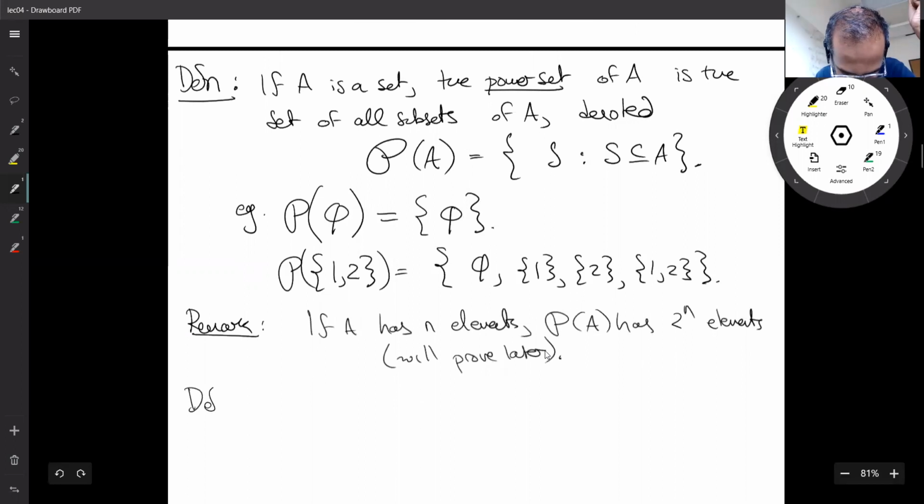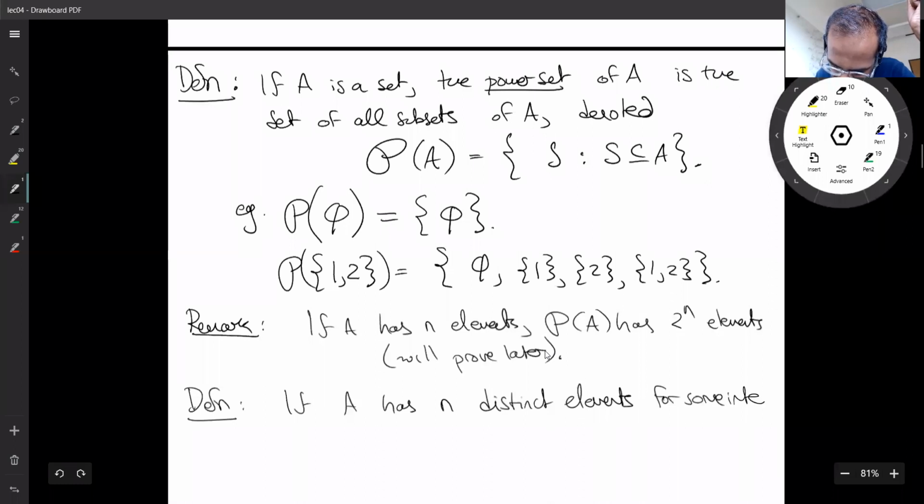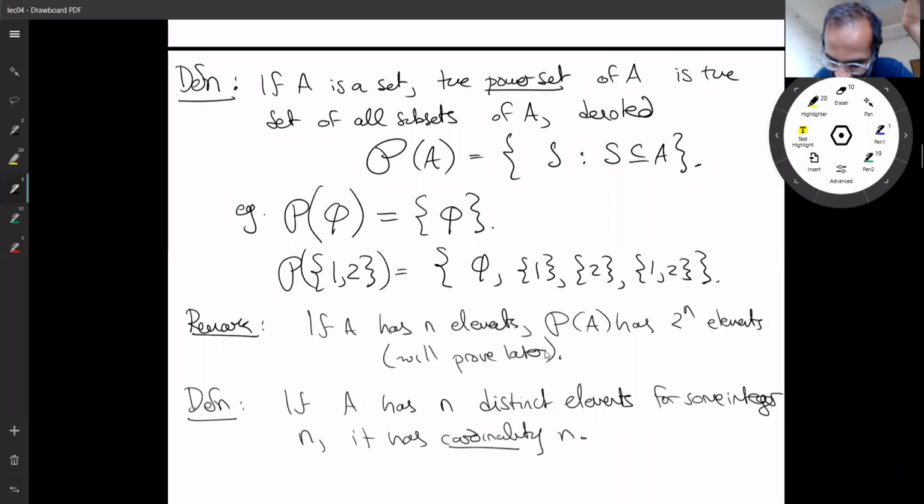Right, so maybe I'll add this definition. If A has n distinct elements for some integer n, we say it has cardinality n, and it is finite. And if a set's not finite, then it's infinite. And you can take a power set of an infinite set, right? You could look at the power set of the integers. That is some humongous set, right? It's a set of all subsets of the integers.